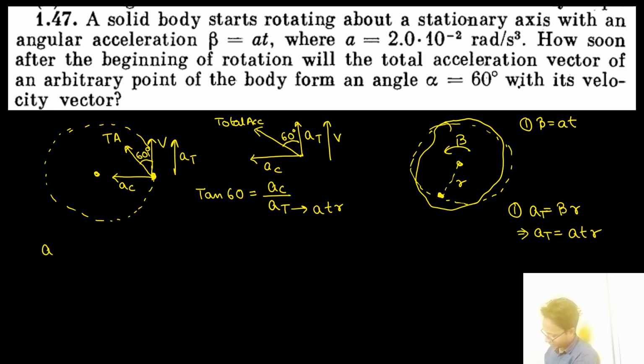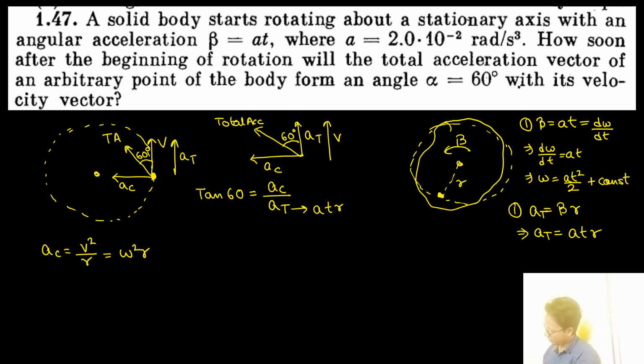We know that centripetal acceleration is also equal to v square by r, or equal to omega square r. This is done in class. How do I find out the value of omega? See, out here beta is given as a t, or angular acceleration is equal to a t. Angular acceleration is also known as rate of change of angular velocity. So d omega by dt is equal to a t, or omega is equal to a t square by 2 plus some constant.